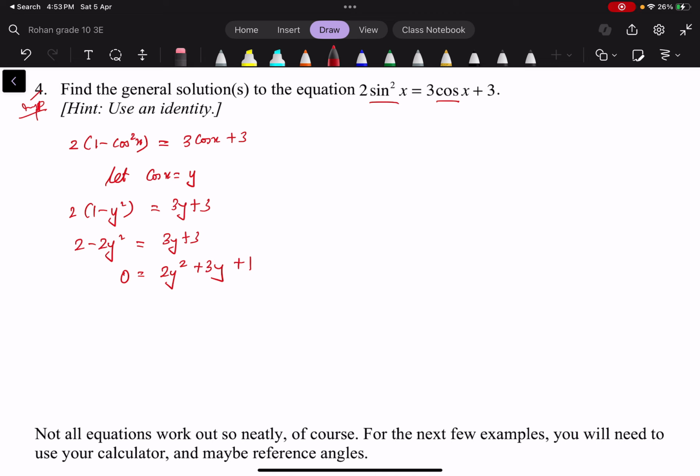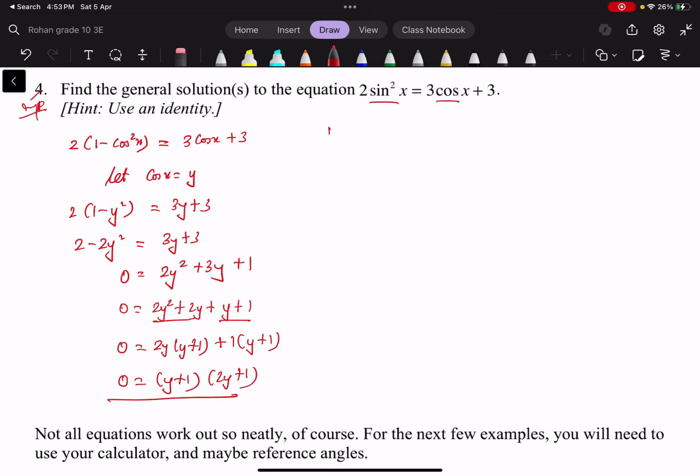Factorize it. So that would be 2y plus 1 times y plus 1. Correct? Yeah. So y is equal to minus 1 or y is equal to minus half. Now your y is cos x. So cos x is equal to minus 1, or cos x is equal to minus half.